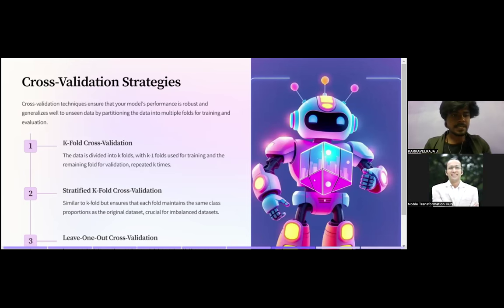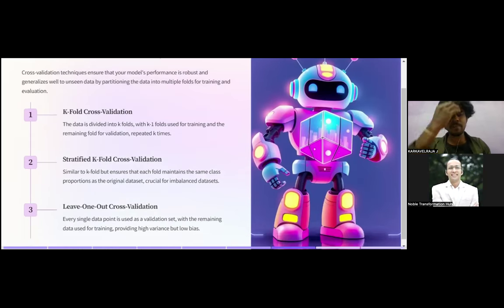Next, stratified k-fold cross validation. It is similar to k-fold, but ensures that each fold maintains the same class proportion as the original dataset, crucial for imbalanced datasets. Consider a heart disease prediction where the person has heart disease or not. For patients with heart disease, you have 50 records, and for patients without heart disease, we have 50 records. When you split this dataset, you should have a similar ratio of persons with heart disease and without heart disease in each split for k-fold cross validation. Then only you are able to get proper accuracy, improved accuracy.